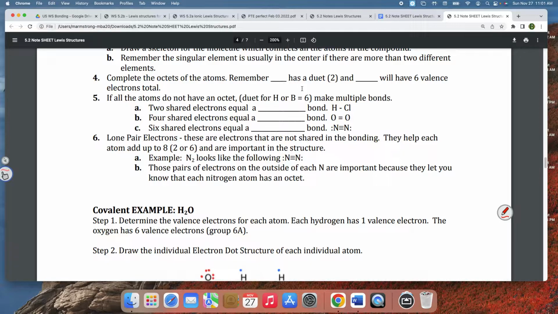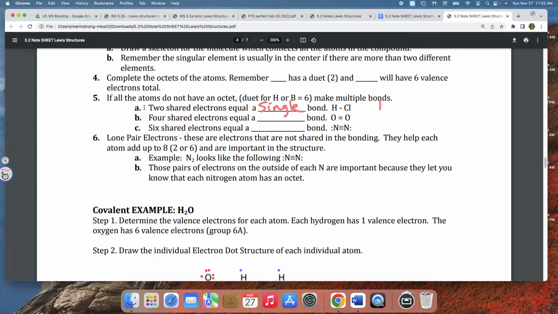So if all the atoms do not have an octet, for example hydrogen duet, boron 6, I don't know the fancy word for that one, then you'll make multiple bonds, which is great with covalent bonding. It does not happen with ionic bonding. Remember, they just transfer electrons, and they're held together by an electrostatic attraction. This is different bonding on covalent. So 2 shared electrons equal a single bond.